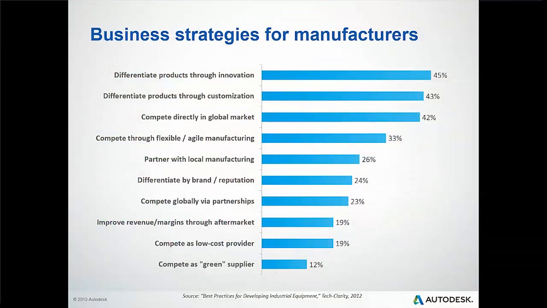In a recent study conducted by Tech Clarity, they identified some of the common business strategies manufacturers are putting in place to address these challenges. Not surprisingly, product differentiation through innovation and customization, along with competing in the global marketplace, are the top 3 business strategies for growth, as you can see from the study conclusions here.